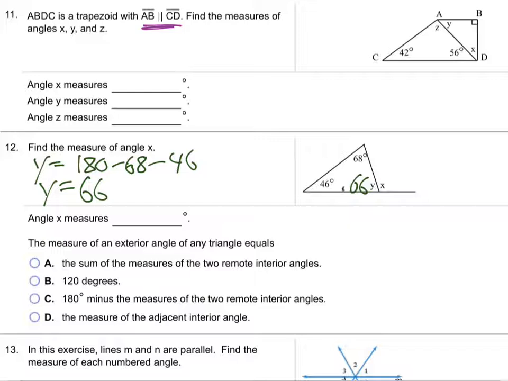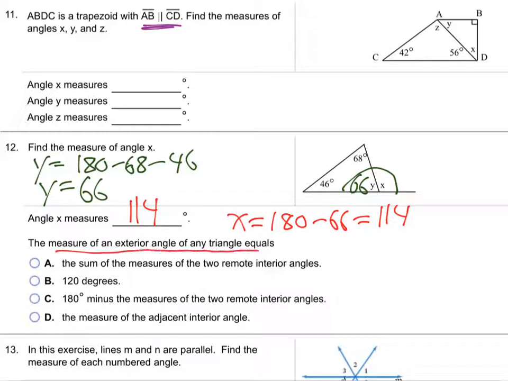Now how are we going to get x? Well, x and y are one side of a straight line. So they have to total 180. So x then is 180 minus 66, which is what? It is 114. So x has to be 114. The measure of an exterior angle of any triangle. So this came out 114.